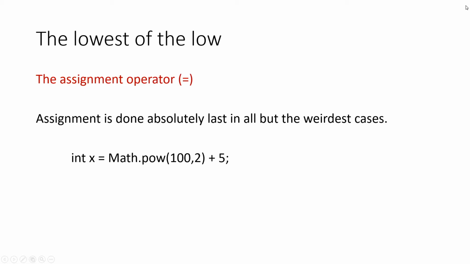And we'll recall the lowest of the low, the assignment operator. When all else happens, except in the weirdest cases, then the assignment happens. So first it's going to add 100 to 5, and then it will make the assignment in this case. So the last in order of priority, and I think it's useful to mention that, is the assignment operator.